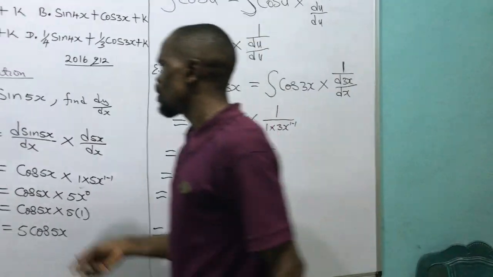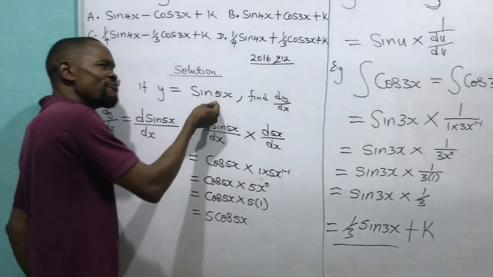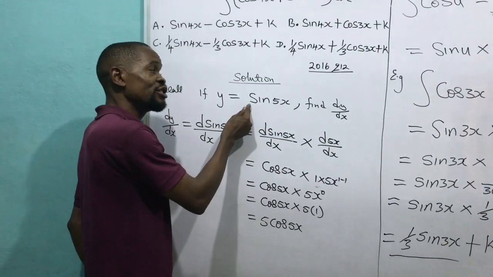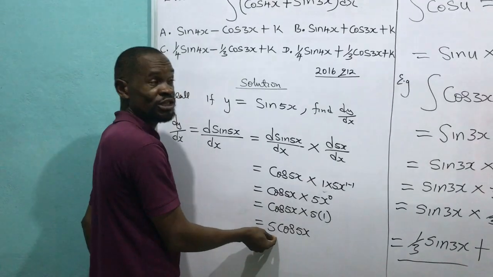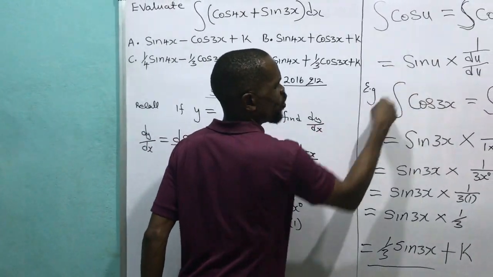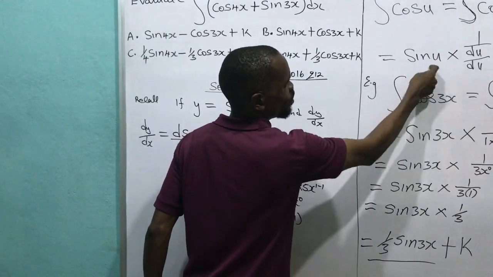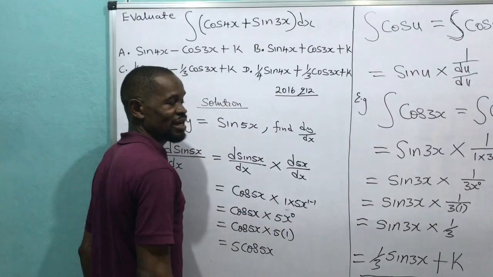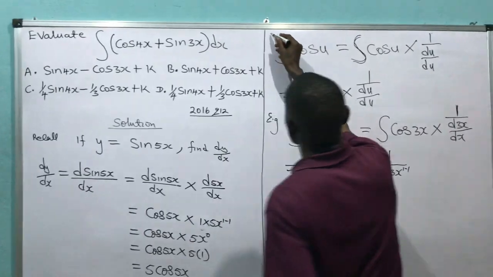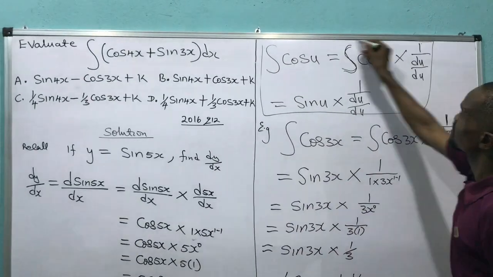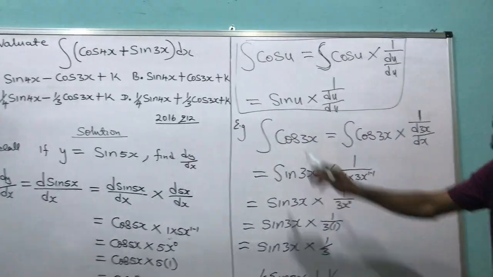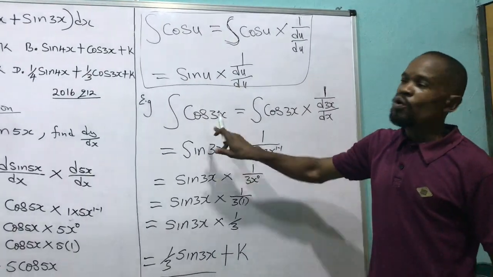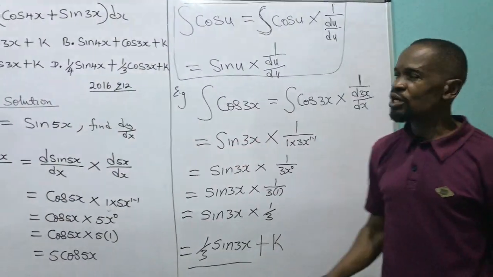So let me go back to what I was saying before. If I differentiate sine, I will get cos. Then when we integrate cos, what am I going to get? Sine. This is the format. Are you getting what I'm saying now? What I put here for you is the word format. So when I integrate cos, it will give me sine. When I differentiate sine, it will give me cos.